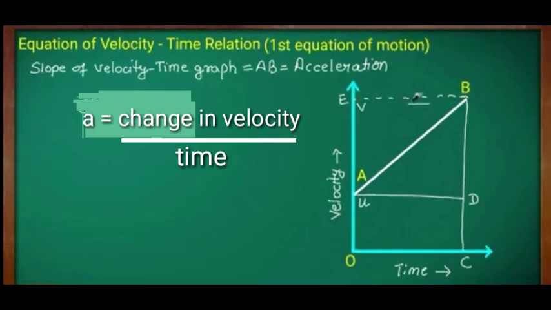If you observe the graph, time is taken on x-axis, velocity is taken on y-axis. Body is starting with some initial velocity u, that is OA equal to u. Its final velocity is v, that is at B. Slope of graph is AB. You know that slope of velocity time graph gives acceleration. So the formula is acceleration equal to change in velocity upon time taken.